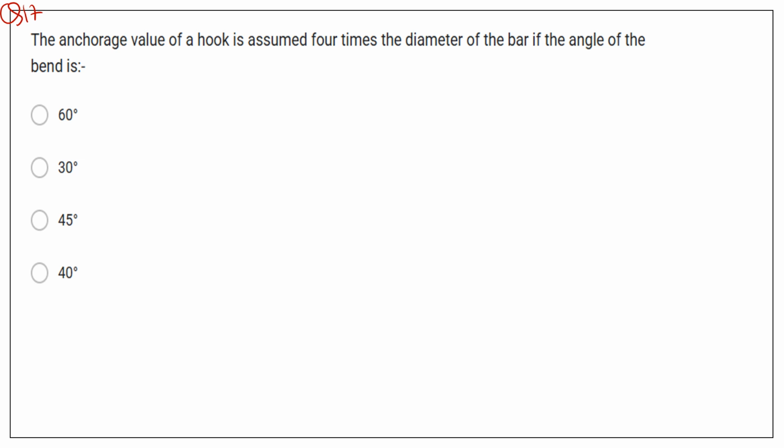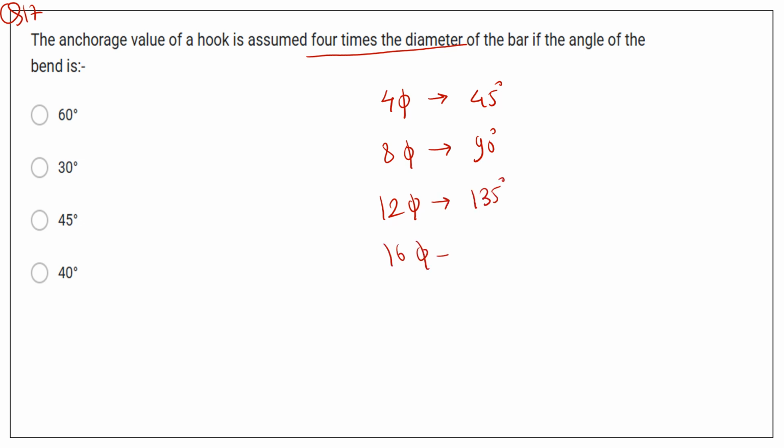The anchorage value of a hook is assumed 4 times the diameter of the bar if the angle of the bend is... So for 4 times the diameter, the angle of bend is 45 degrees. For 8.5, the angle of bend is 90 degrees. For 12.5, the angle of bend is 135 degrees. For 16.5, the angle of bend is 180 degrees. So here 45 is mentioned in the third option. So for this question, the third option is correct.